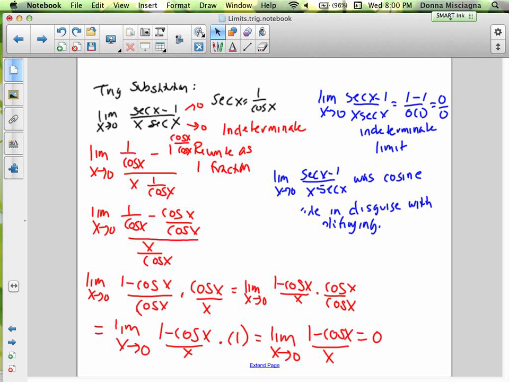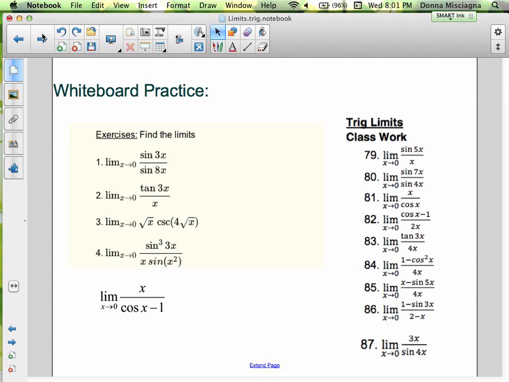All right, so you've learned, the most important rule is that sine rule, and you've learned all sorts of ways of rewriting, and now you can do problems like these.